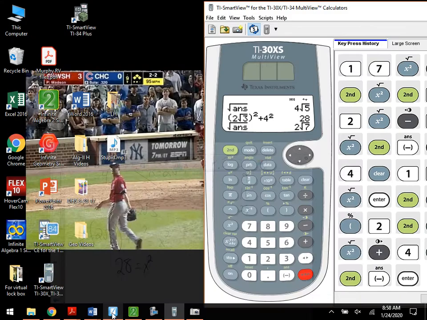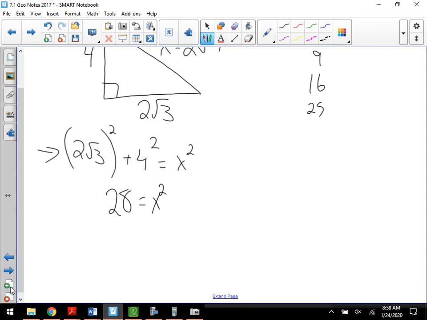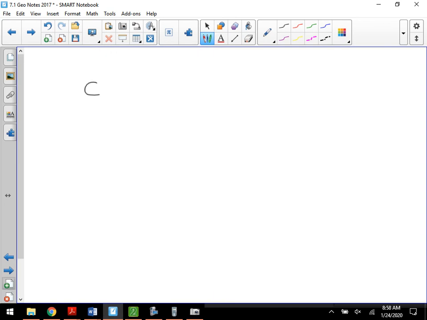Now, oops, wrong one. Does anything change if I write it this way? No. What did I do? I just flipped it, right? Okay. So, this means it's a right triangle, correct?